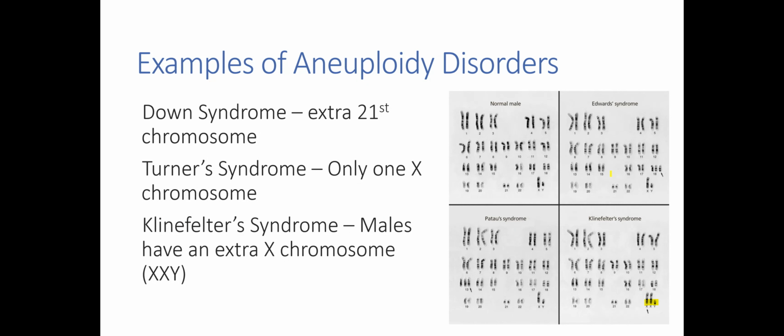A couple others that are not on the list, you can see Edwards here. That's a trisomy 18. They have an extra 18th chromosome. You have Patau syndrome, which is trisomy 13. You can see there's an extra one there. Both of these can be relatively severe.